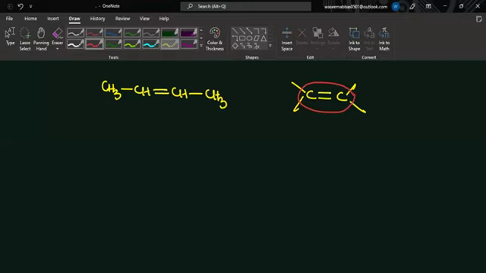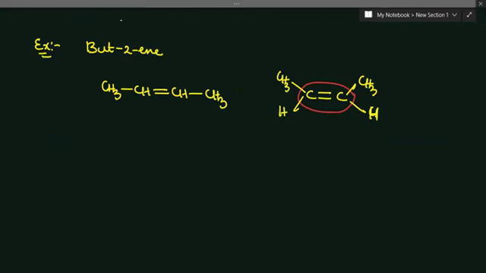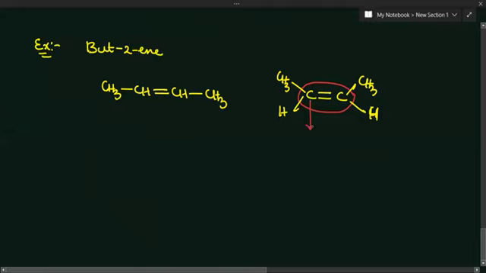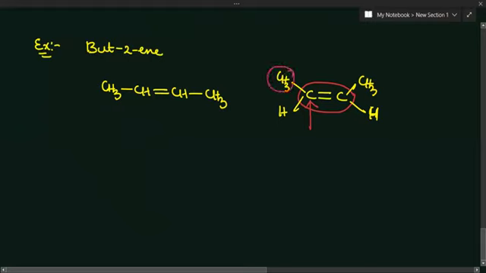And what is the second condition? Different groups. See, here you have a methyl group and you have a hydrogen. Here also you have a methyl group, you have hydrogen here. So if you check this stereocenter carbon, it has a methyl and a hydrogen. Yes, both are different. And here also this carbon has methyl and hydrogen. So these two are also different. So therefore, this can show geometrical isomerism.